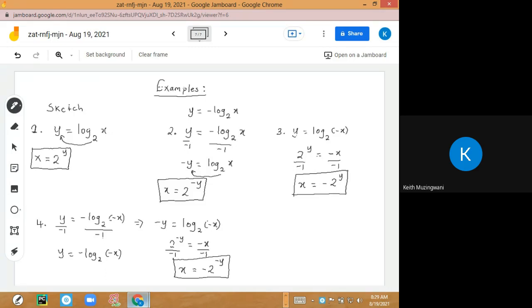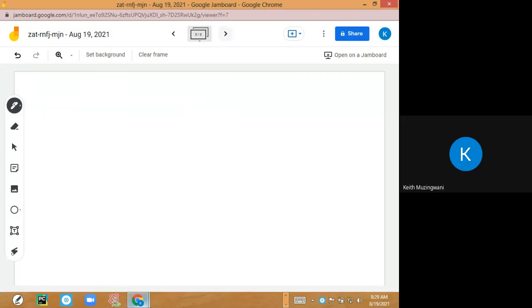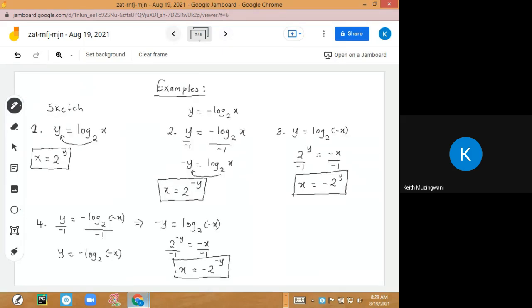Now I want to sketch them. Remember I said we can look for the values of y and get the values of x. So let's do it systematically like we did for exponentials. They are all y's, so let's differentiate them: this is y1, this is y2, this is y3, and this is y4. On the table, we'll have x1, x2, x3, and x4. We'll be looking for x1, x2, x3, and x4 after having the y values.